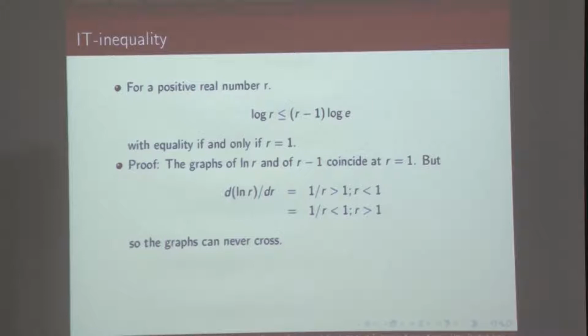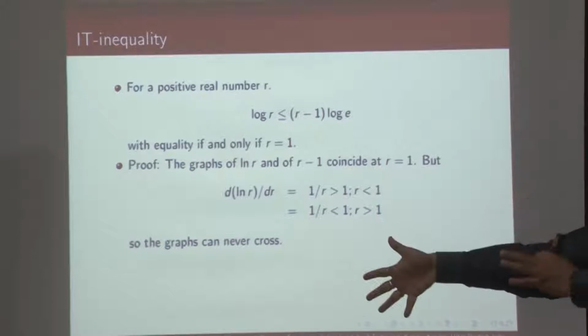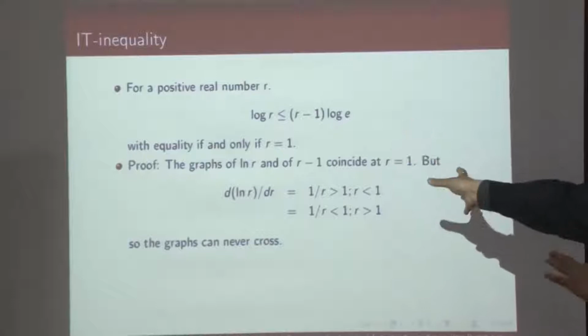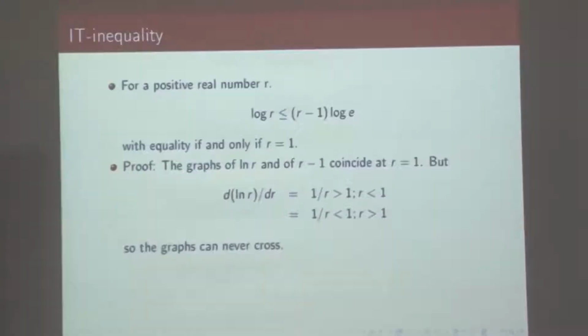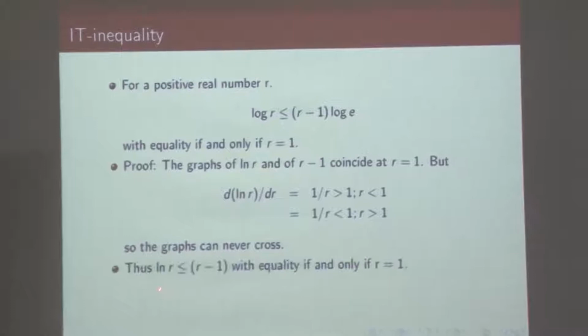This is a very useful result, because in entropy you have this expression of the form minus pi log pi, right? So log pi can be upper bounded by this r minus 1, and then we use this to prove many results. So this IT inequality is a very useful inequality. We will be using it a lot in proving properties of entropy. So, this is less than or equal to r minus 1, with equality happening only when r is equal to 1. If you multiply by log of e, you get this relationship.